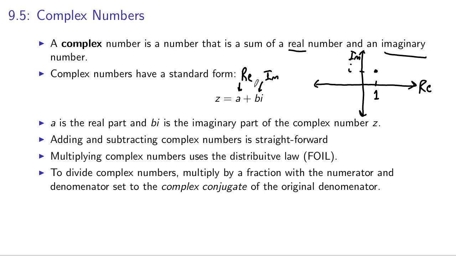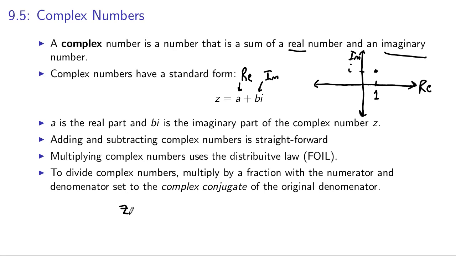They have two parts. Okay, so adding and subtracting complex numbers is straightforward. You just add the real parts and the imaginary parts. Multiplying complex numbers, you use the distributive law, and we'll practice this in a minute, and you'll see the result that you get is still a complex number. Dividing complex numbers is more complicated. First, you multiply by a fraction which has a numerator and denominator set to the complex conjugate.